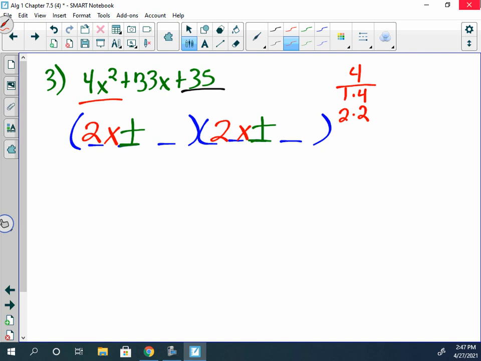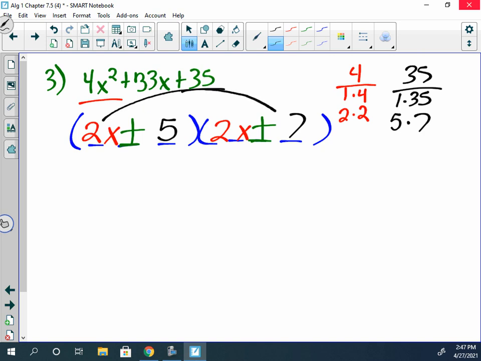Now the factors of 35. Well, we always have 1 times 35. Well, 2 doesn't work, 3 doesn't work, 4 doesn't work, but 5 and 7. So what factors of 35 do we want to try? 5 and 7. And now we're going to check it.